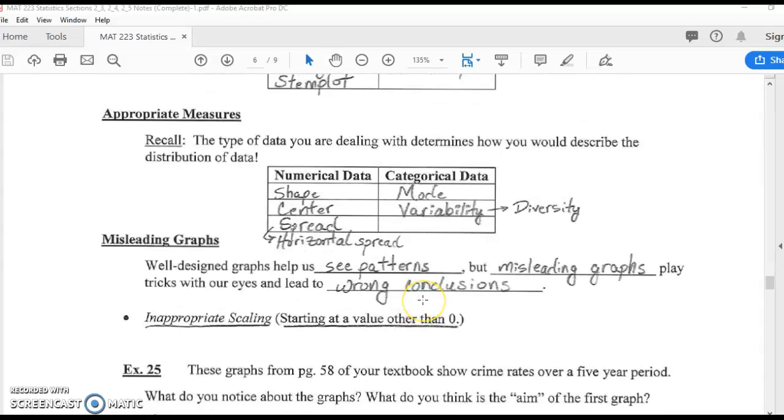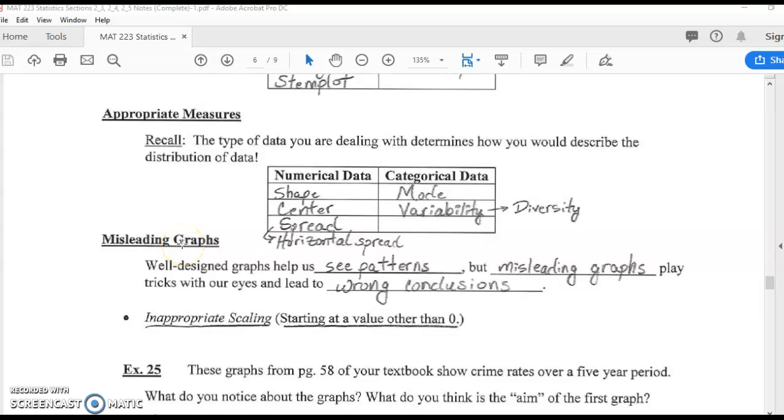So appropriate measures. Now also remember that when we're describing numerical data, we want to look at shape, center, and spread, which means horizontal spread. And for categorical data, we only want to look at mode and variability. And for variability in categorical data, we really mean diversity.